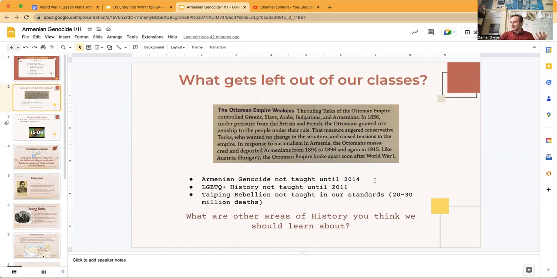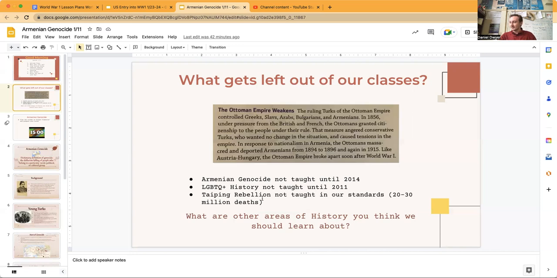We briefly talked about this when we did the Haitian Revolution, but for example, in California, the Armenian genocide was not really taught until 2014. LGBTQ plus history was not in our standards until 2011, and many places still don't even teach it at all. But that was the first time it was put in with our standards where it is supposed to be taught.